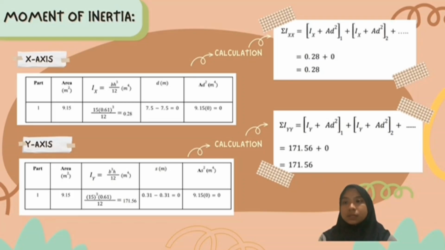While for the y-axis, we have the same area as the x-axis, which is 9.15 meter squared. Iy is 171.56. The d is 0. Ad squared is 0 also. So the calculation will be summation of Iyy is 171.56. So this is the moment of inertia for both x-axis and y-axis. So that is all for the calculation for the short span bridge.